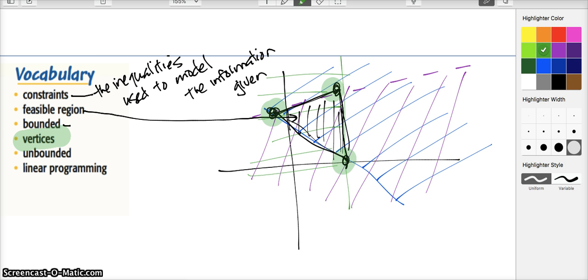Unbounded, we saw examples of that in the last video, where we had areas or regions that would go on forever, infinitely. And linear programming, that's the type of problems we're going to do, and you'll see a really good example of it in the last example. Let's get started with our examples so some of these terminologies make more sense.